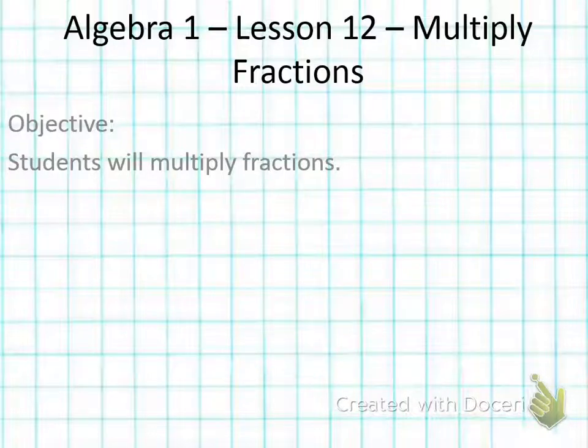All right, this is lesson 12 for Algebra 1. Today we're looking at multiplying. So we've done add, subtract, multiply, and divide any number. Now we're going to add, subtract, multiply, and divide fractions specifically. And we're specifically looking at multiplying fractions.